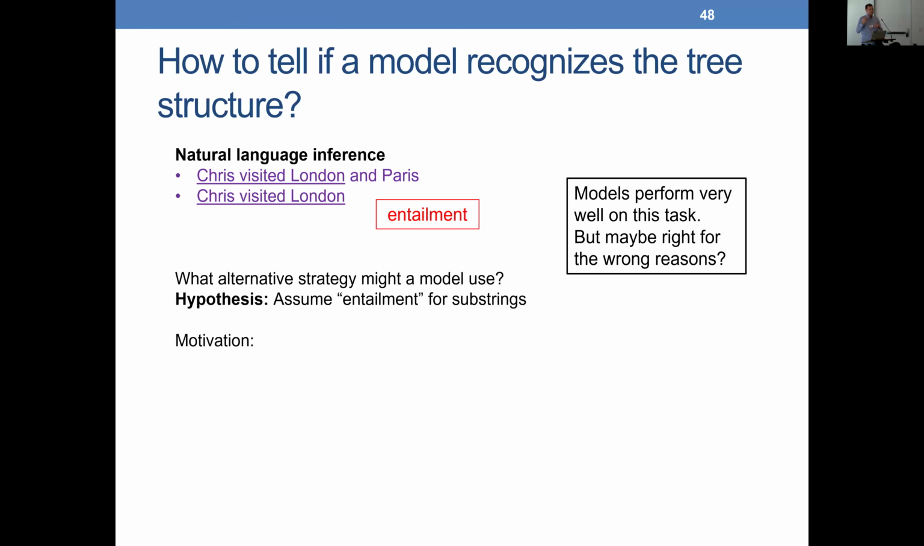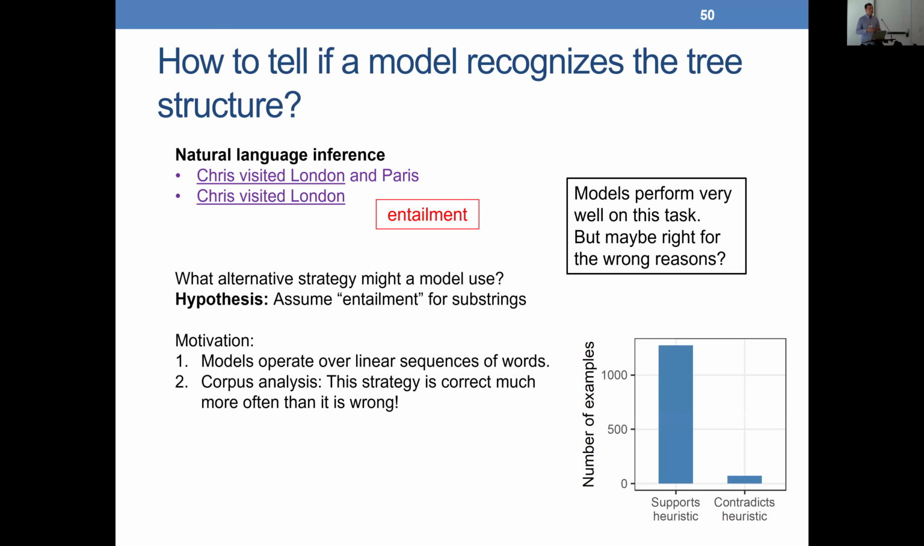Well, it comes back to some teleological reasoning about how these models work and what they were trained to do. So first, standard language models operate over linear sequences of words, so we might expect that strategies based on linear sequences would be more attractive to them than strategies based on tree structure. And second, if you do a corpus analysis of standard data sets, we find that these sequential heuristics produce the correct answer much more often than they produce the incorrect answer. And so we might well expect a data-driven learner trained on such corpora to learn to adopt this heuristic.